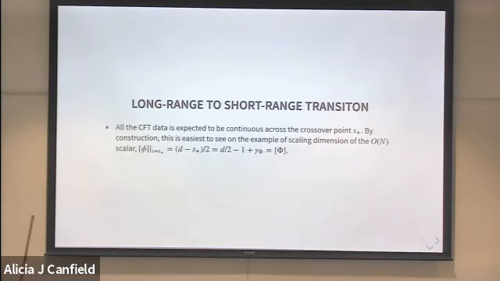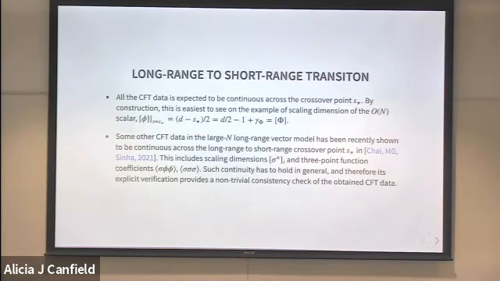All of the CFT data is expected to be continuous across the long-range, short-range crossover. The simplest example of CFT data to manifest that statement is just the full scaling dimension of phi. So in the long-range model, at the crossover point, it is equal to the full scaling dimension of the short-range field phi. And in one of our papers, we explicitly showed that a bunch of other CFT data is continuous across the crossover point.